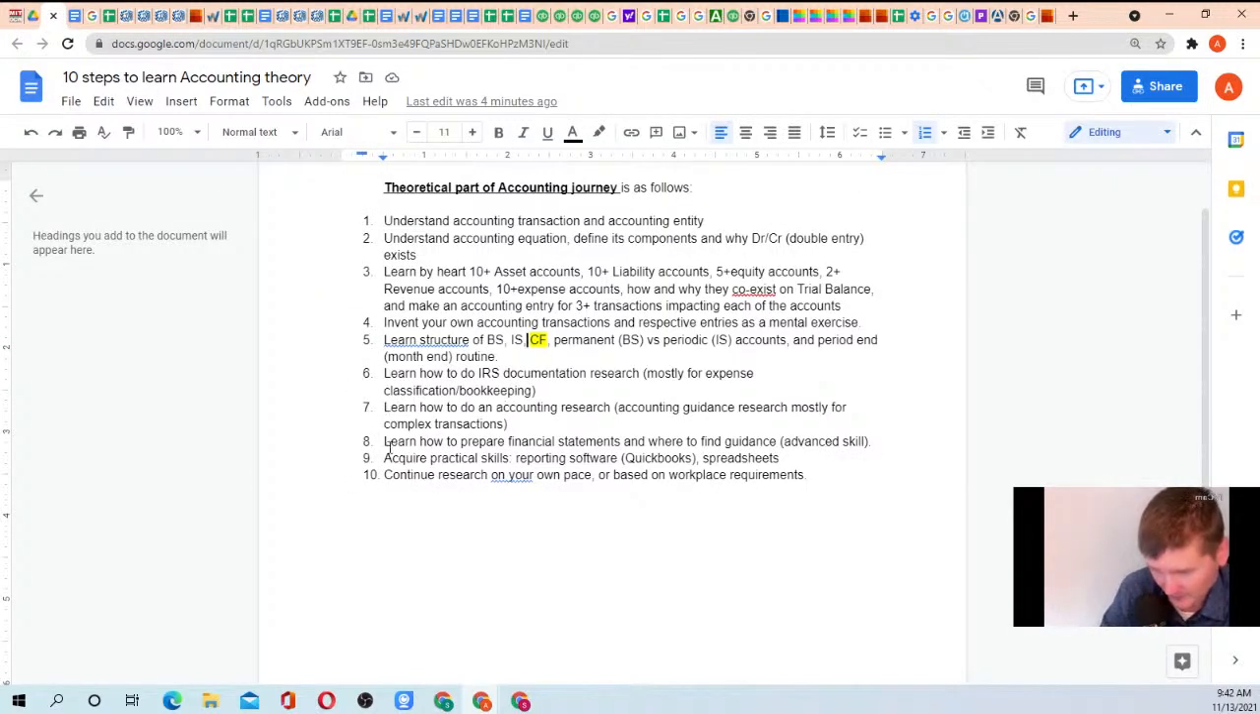Okay, financial statements. Acquire practical skills: reporting software, QuickBooks, spreadsheets. So we've done a lot on that. If we missed something interesting on the spreadsheets or on QuickBooks, we will still be doing a QuickBooks homework. So if you think that we are missing something here, let me know. I'm open to any suggestions.